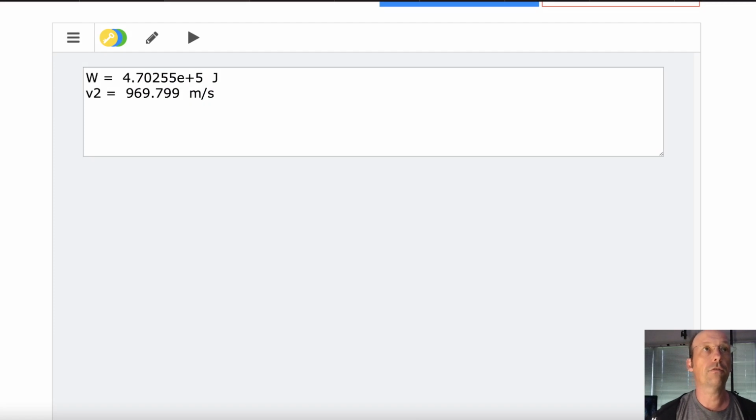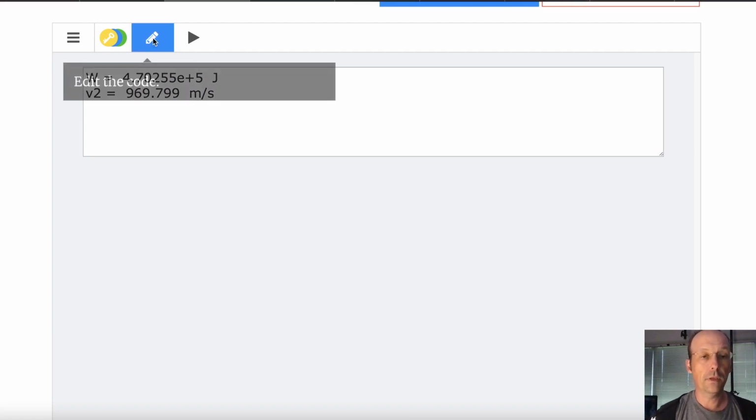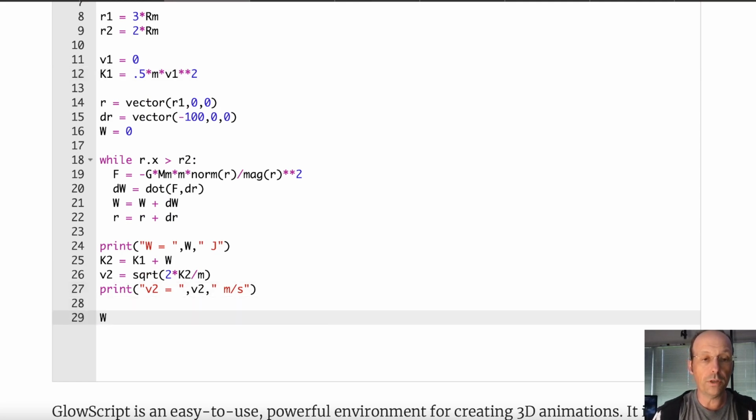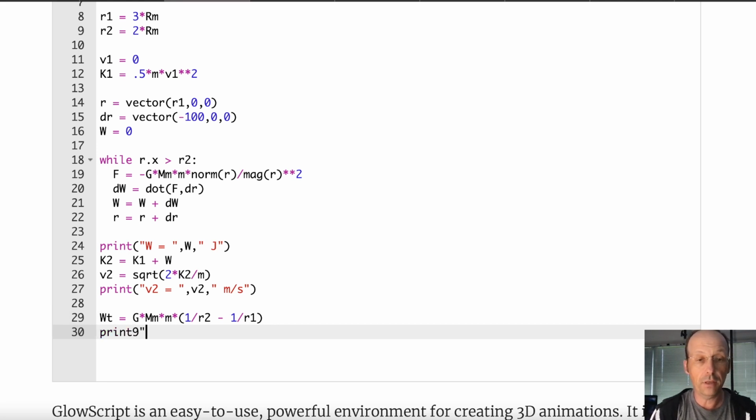Okay, back to Python. So right over here, let's just calculate down here. I'm going to say WT for theoretical work. It's going to be equal to G times the mass of the moon times M times 1 over R2 minus 1 over R1. And let's print that. Print, I'll call it WT equals, comma, WT joules.